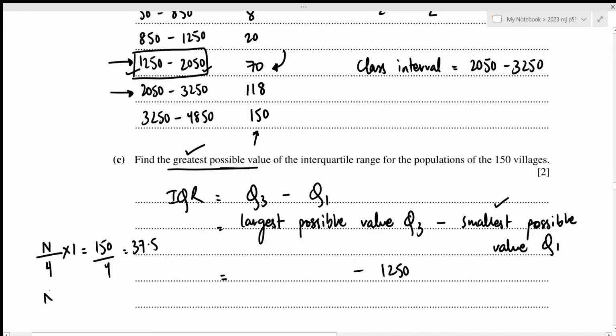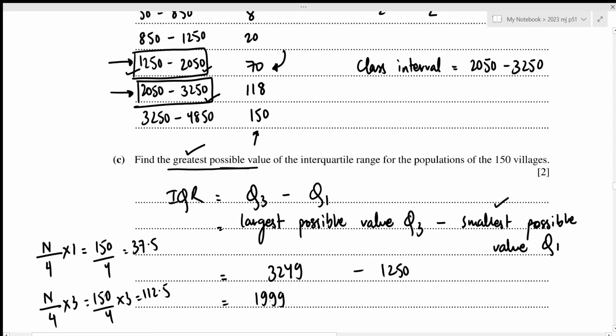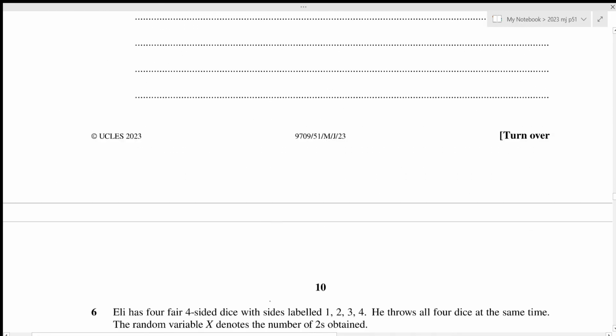Now for Q3, that will be n by 4 times 3. 150 by 4 times 3, which is 112.5, and that will be in this class interval. Now the largest possible value will still not be 3250, it will rather be 3249. So the greatest possible value for interquartile range is 1999. That's all for this part.